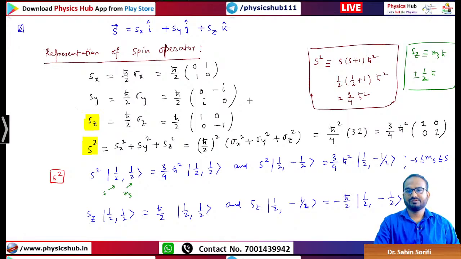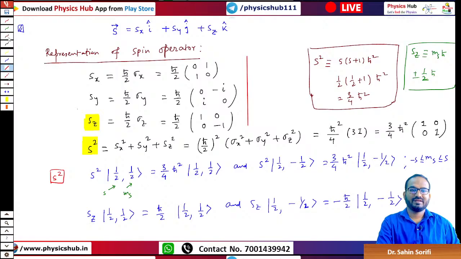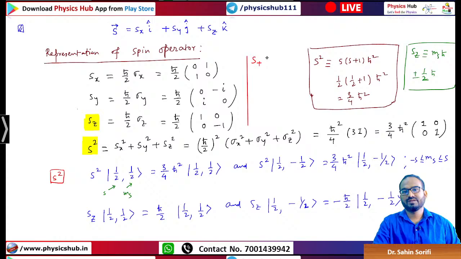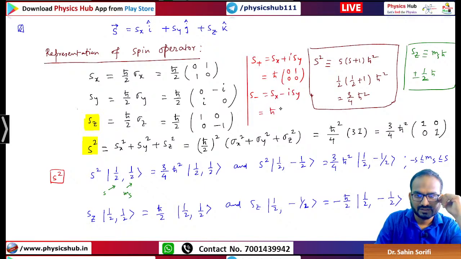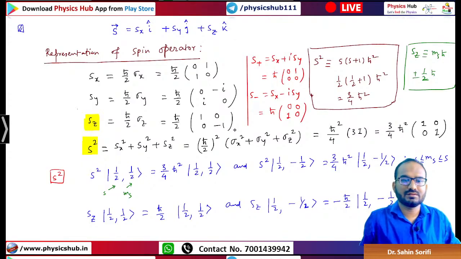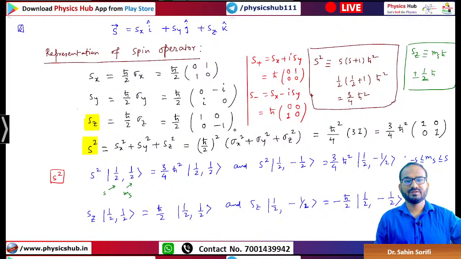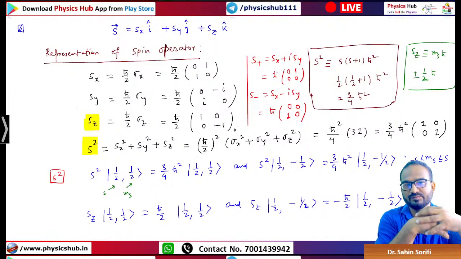On this regard, you can also keep a note of these two operators, S plus and S minus. S plus, how do you get S plus? S plus we get by doing Sx plus iSy, and this will give you h cut times the matrix 0 1 0 0. On the other hand, S minus is Sx minus iSy, and this will give you h cut times the matrix 0 0 1 0. So I think this is pretty much the theory about the spin. Let's go for some problem.